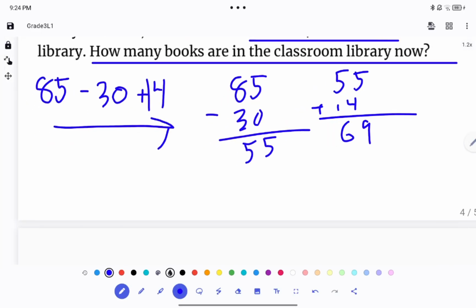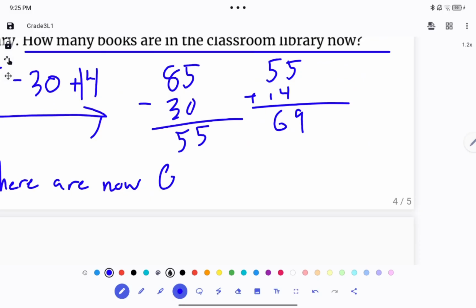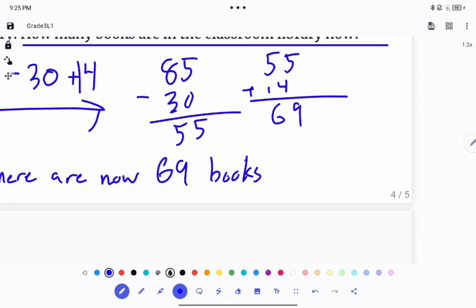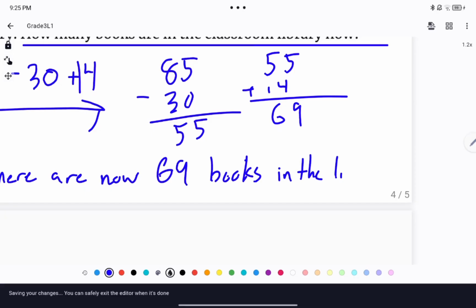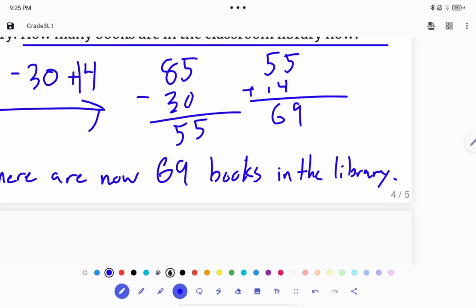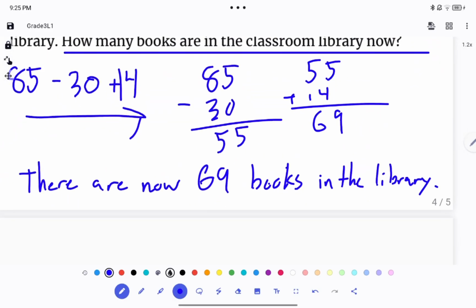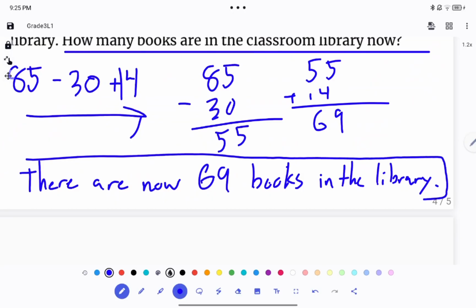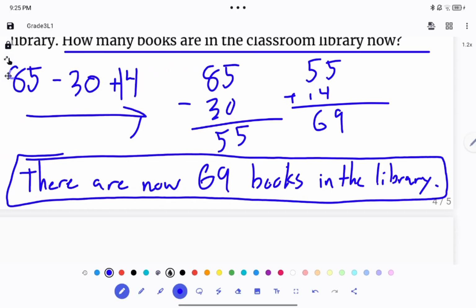So there are now 69 books in the library, and box it so that the teacher knows, or whoever's grading it can know that this is your answer. You're confident in it.